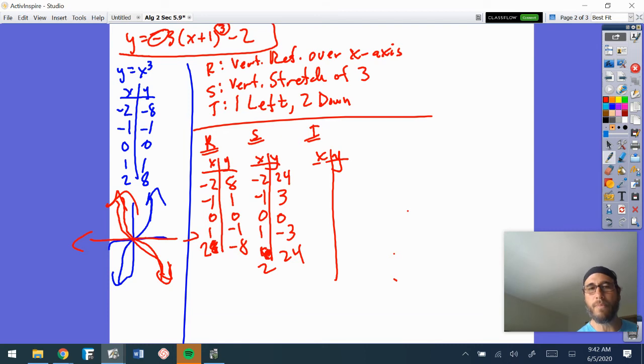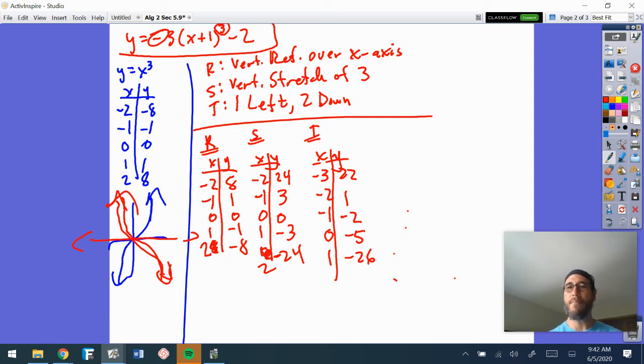1 to the left would be my x's, which would be negative 2 minus 1, which is negative 3; negative 1 minus 1, negative 2; 0 minus 1; 1 minus 1; 2 minus 1. All right, and then 2 down: 2 down would be 22, would be 1, which would be -2, which would be -5, and oops, that should be a negative, -26.